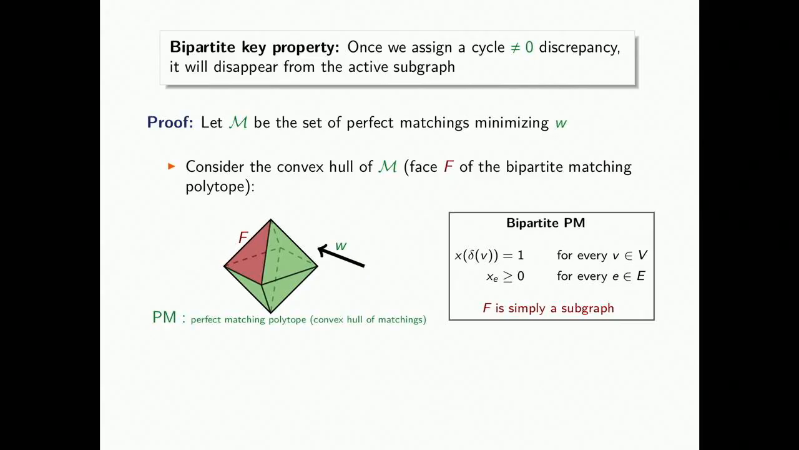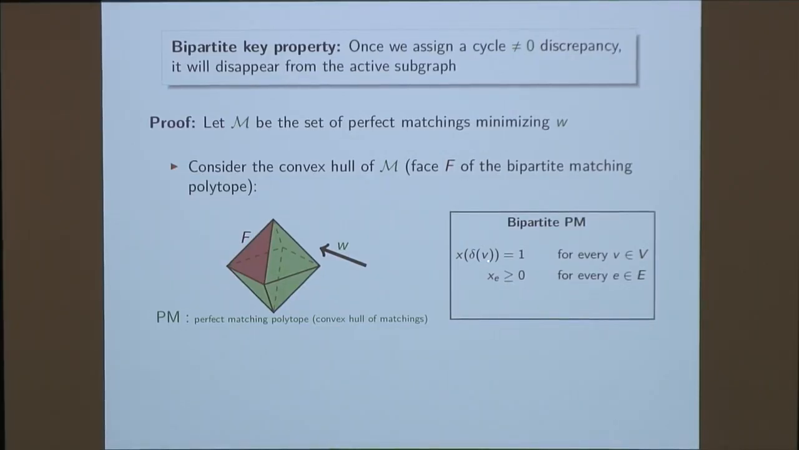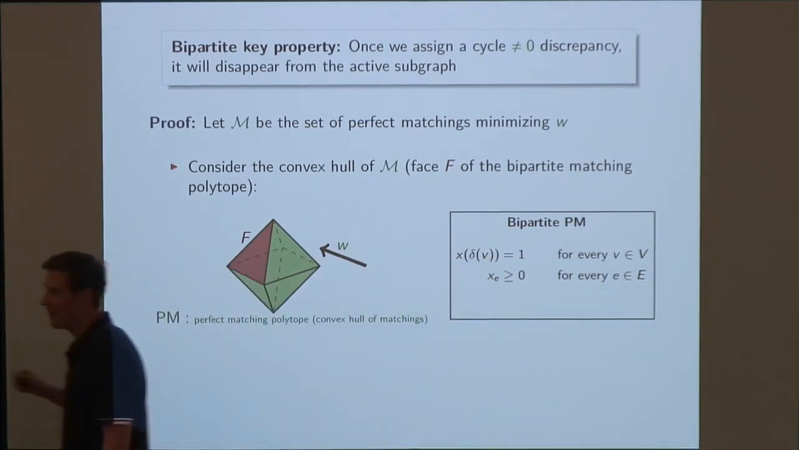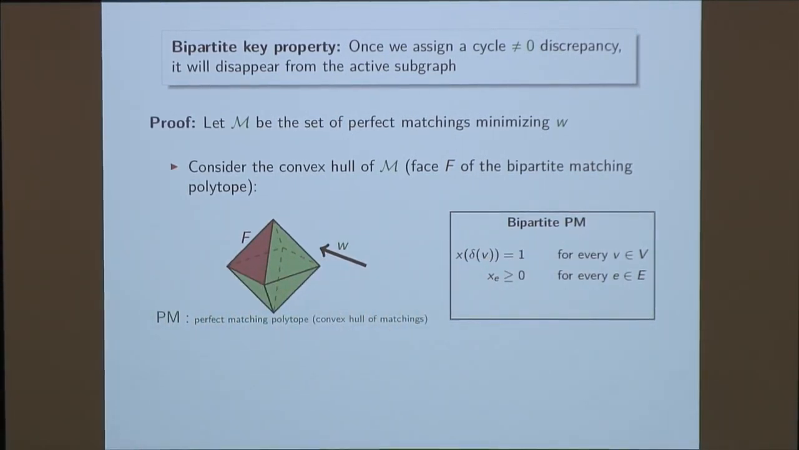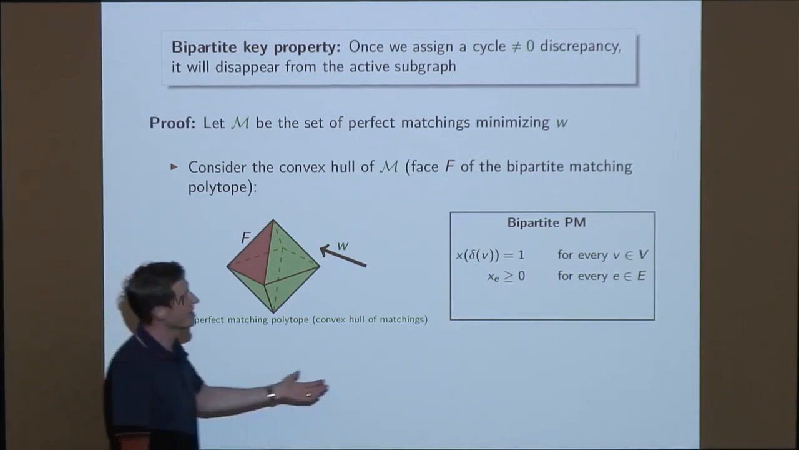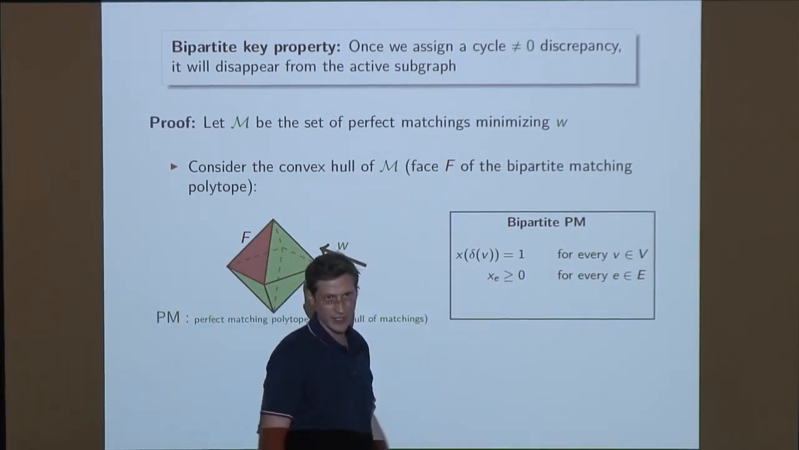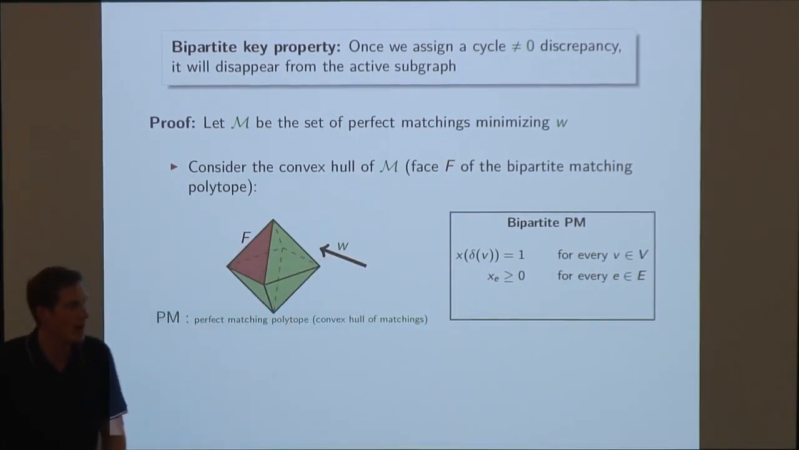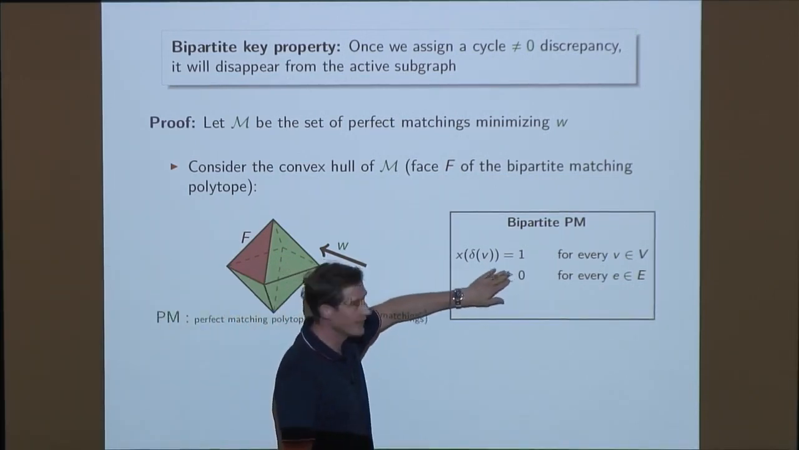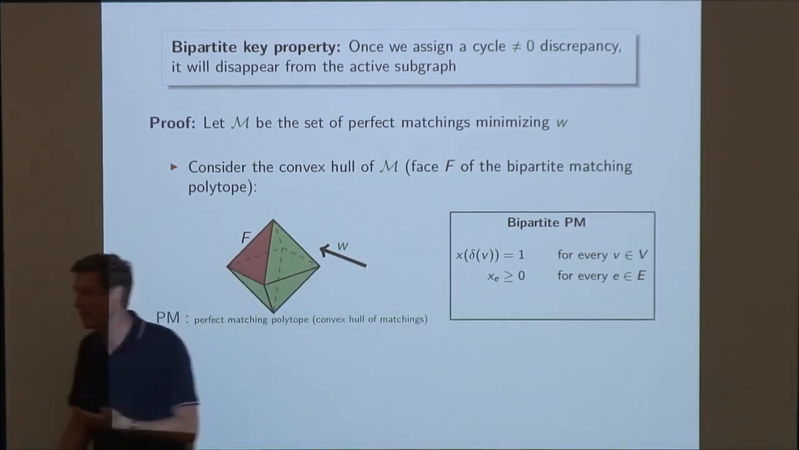We only need to write that the fractional degree for each vertex is equal to 1, and the edges are non-zero. Okay? So we have a variable for each edge. This means that the sum over the edges incident to that vertex should be equal to 1, and it's non-negative. So what does a face look like in the bipartite matching polytope? Okay, a face is also obtained by setting a subset of inequalities to equalities, right? So the only way we can get a face here is by setting some edges to be equal to 0.